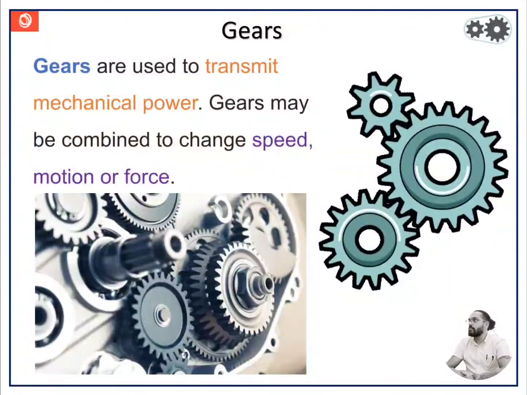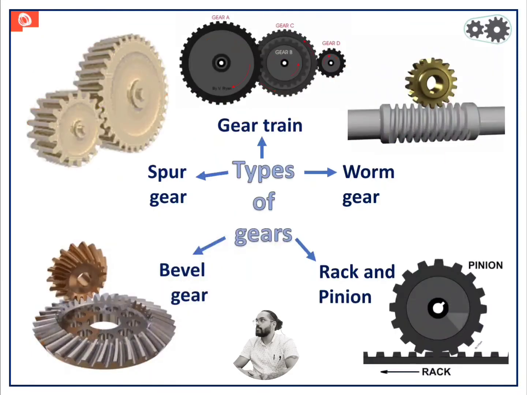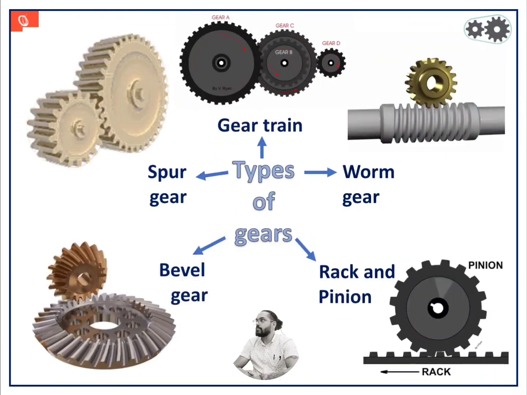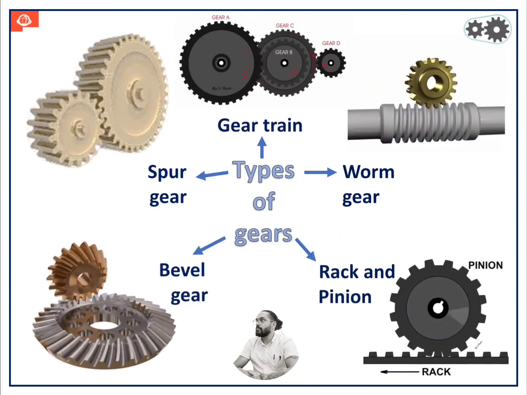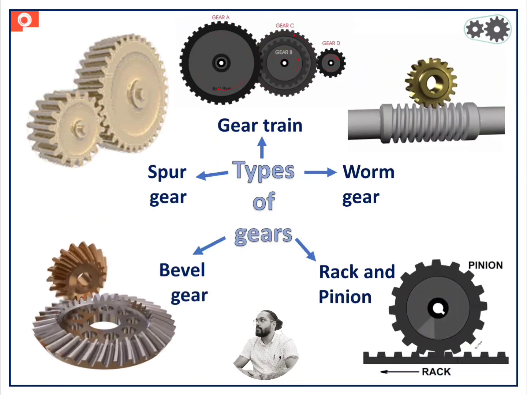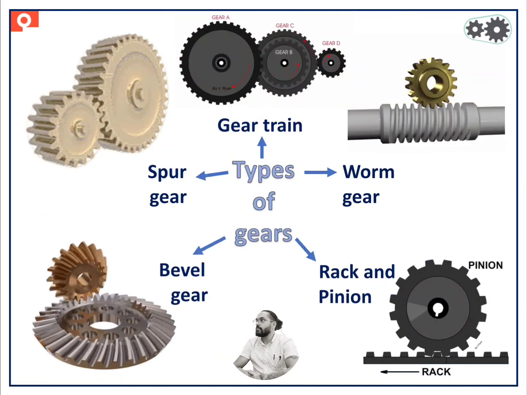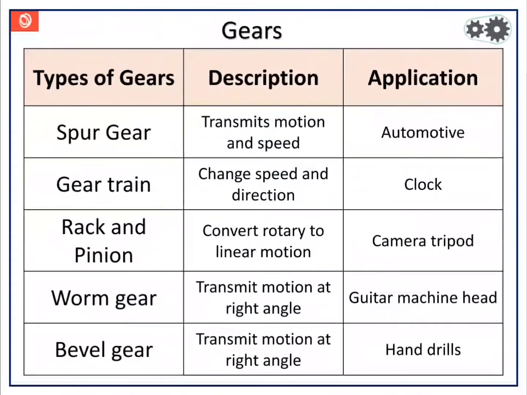Gears are used to transmit mechanical power, and gears may also be combined to change speed, motion or force. They are commonly found in many different types of machines. Let us have a look at the types of gears first. So we have the gear train, we have worm gear, rack and pinion, bevel gear or spur gear. The table shows the description for each and its application.